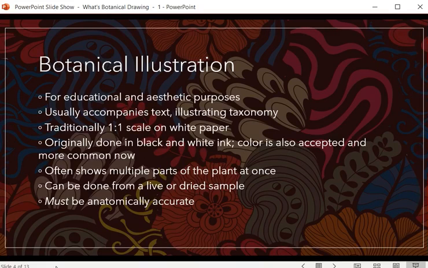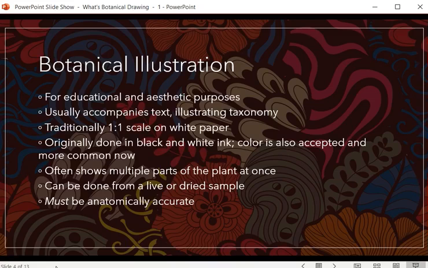Now, botanical illustration is for education and aesthetic. So, in a botanical illustration, so an illustration of a plant, usually accompanies text illustrating the taxonomy, which is to make sure that the plant in question is placed in the right spot in its order. Just like how we identify different animals in their taxonomies, we do the same thing with plants.